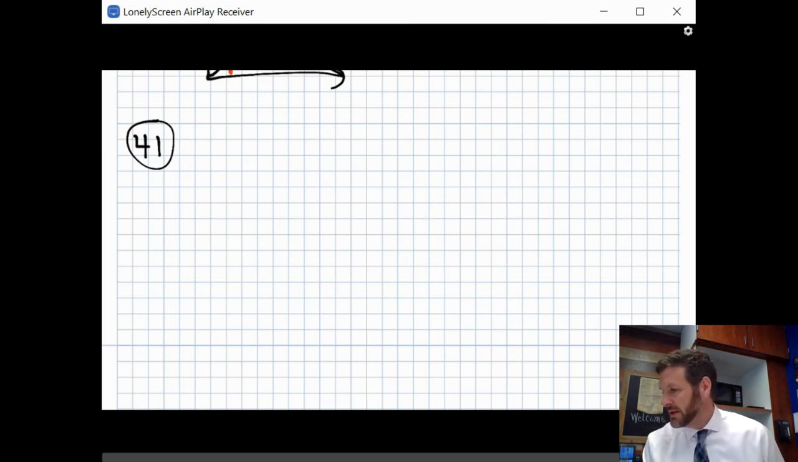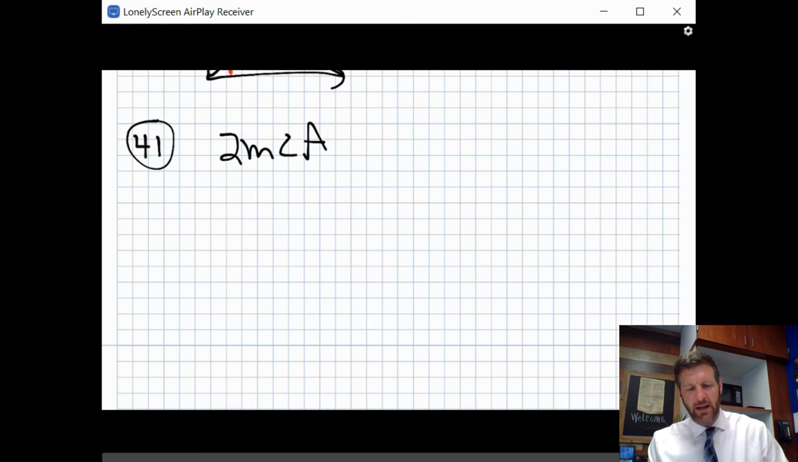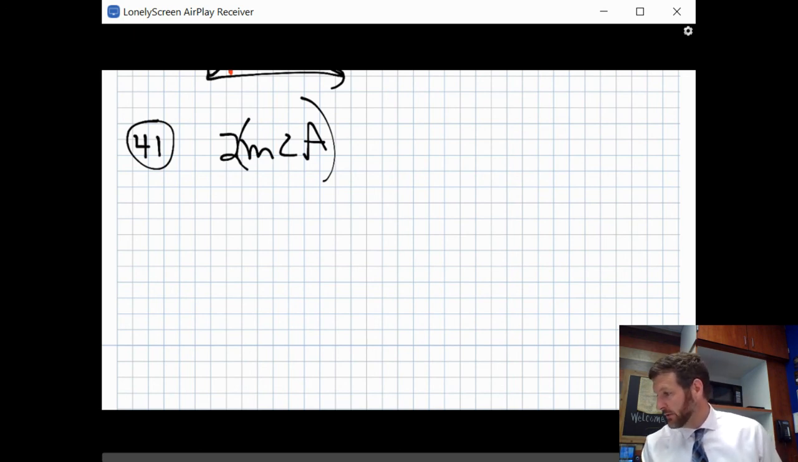It says the measurement of angle A equals 3y, and then the measurement of angle B equals 2m. It says this right here, it has this 2m angle A. All that means is that other angle is twice as big. It's twice as big as the measurement of angle A. And so it says find the value of y that makes them supplementary. Excuse me, that makes angle A supplementary to B.